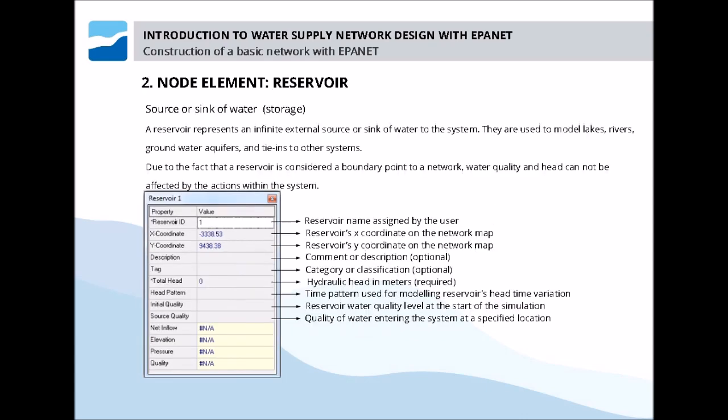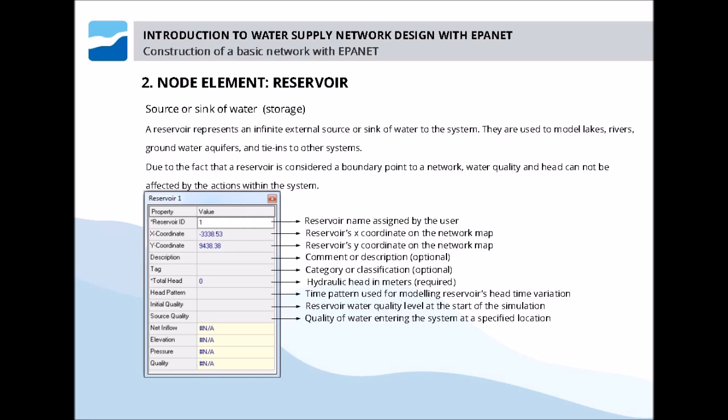Another essential node element in any network is the reservoir, which is, in other words, an unlimited supply source for our system. Quite obviously, these supply sources allow us to model lakes, rivers, groundwater aquifers, or simply connections to other systems. Reservoirs are the natural border of the network, and their head and water quality cannot be affected by the system. It is a contour requirement in the mathematical model that we use.